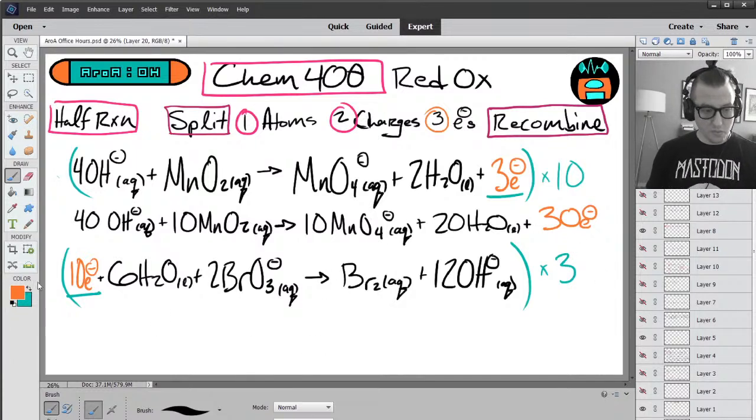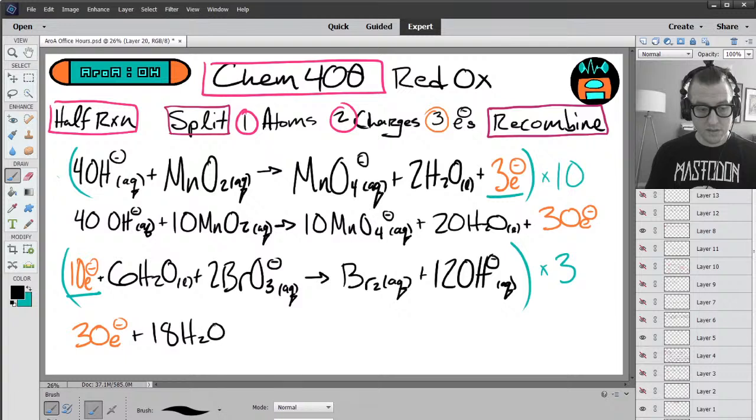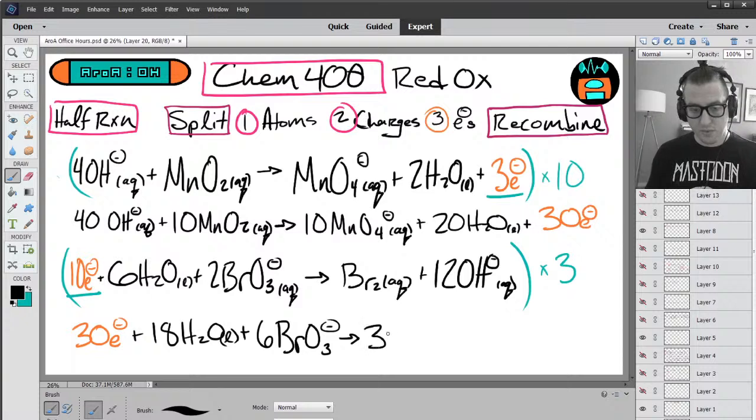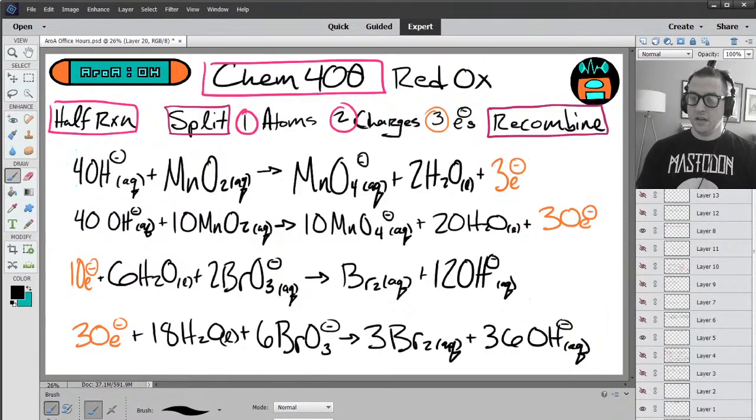The bromine half reaction, when we multiply everything by 3, we start with 30 electrons. Plus 3 times 6 is 18 molecules of water. 3 times 2 is 6 bromate ions, producing 3 bromine molecules. Plus 12 times 3 is 36 hydroxide ions.